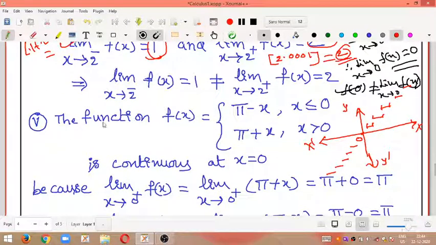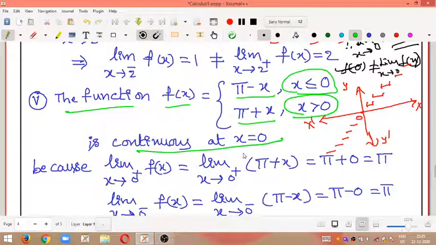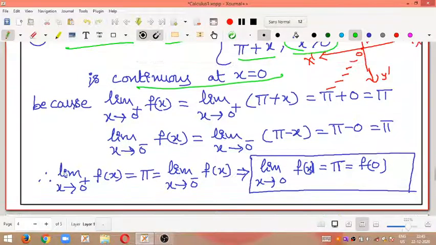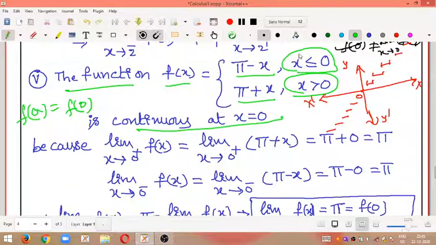Now coming to the fifth example. See here, the function f of x is equal to pi minus x as x is less than or equal to 0, and pi plus x as x greater than 0, is continuous at x is equal to 0. How is it continuous at x is equal to 0? See, first condition, what? F of a we want to check. Here a means 0. F of 0 we want. At x is equal to 0, function value is pi minus x. So pi minus 0 is equal to pi. So f of 0 value is pi. The first condition is satisfied.